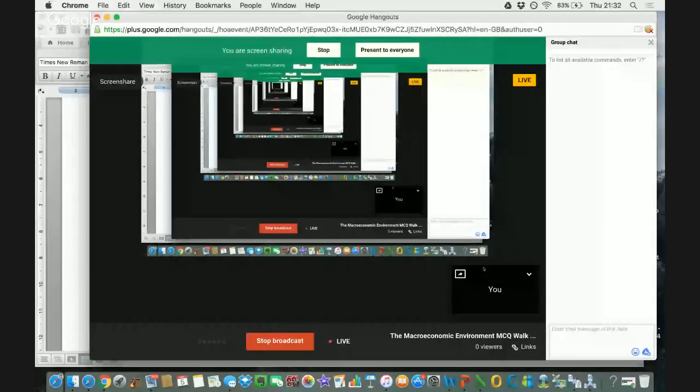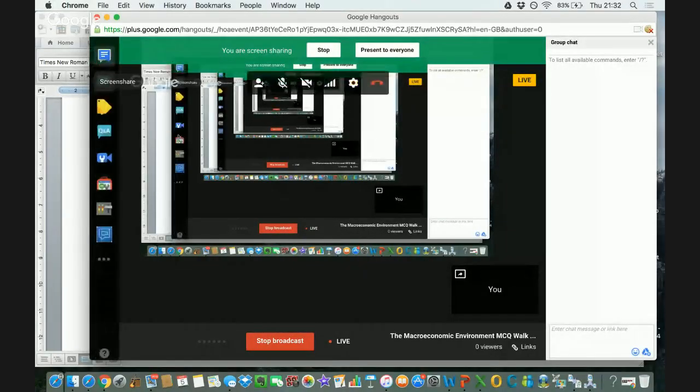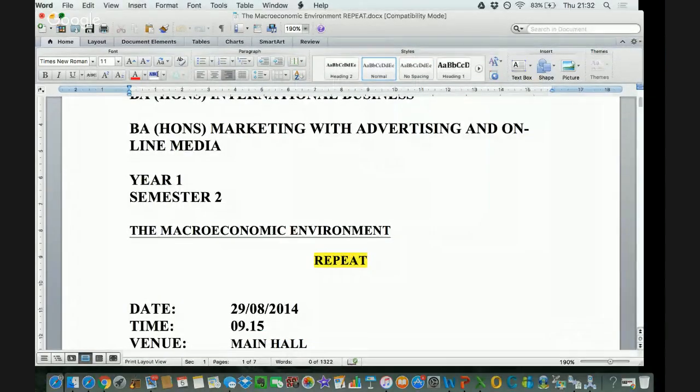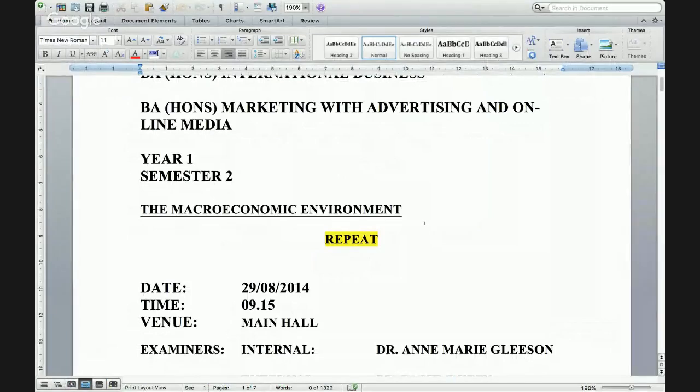If you have any questions, you might see it in the group chat on the right-hand side of the screen. So I hope you can see this exam paper that I'm going to look through, the macroeconomic environment, and it's a repeat paper for 2014.